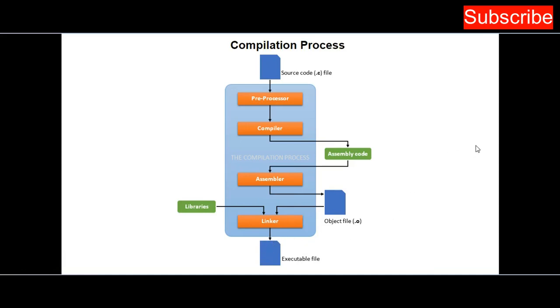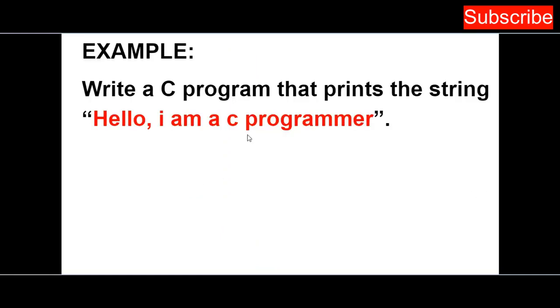All right. So quickly, to explain all these things, let's take an example. The example says: write a C program that prints the string "hello, I am a C programmer". To do this, we'll just open up our terminal. It could be your web terminal or any terminal. Here I am using the Vagrant Ubuntu terminal. It's a Linux terminal also, and I want to create a C program that prints "hello, I am a C programmer".